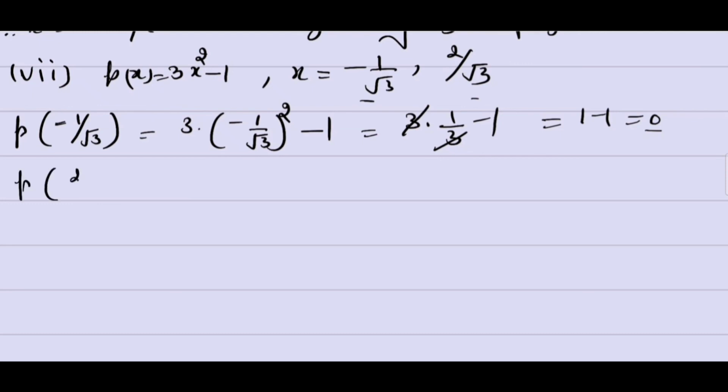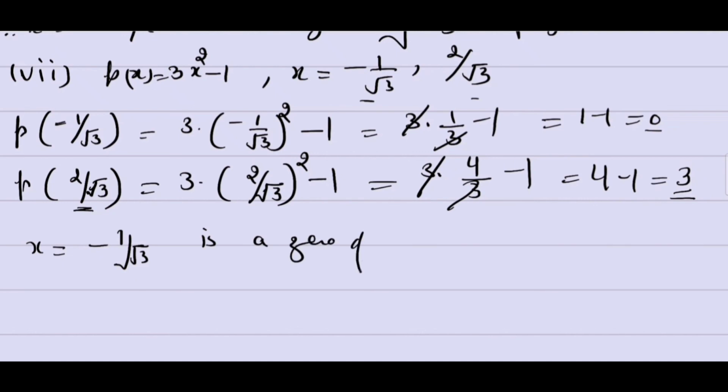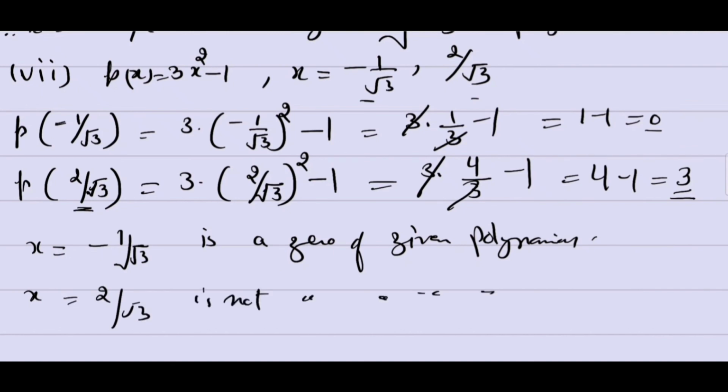Now let's check for this, 2 square root of 3. So I'll get here 3 into 2 square root of 3 whole square minus 1, which is equal to 3 into 4 divided by 3 minus 1. This will get cancelled. Then I will be left with 4 minus 1, which is equal to 3. It means 2 square root of 3 is not a 0 of the given polynomial. So only x is equal to 1 divided by square root of 3 is a 0 of the given polynomial. But x is equal to 2 square root of 3 is not a 0 of the given polynomial.